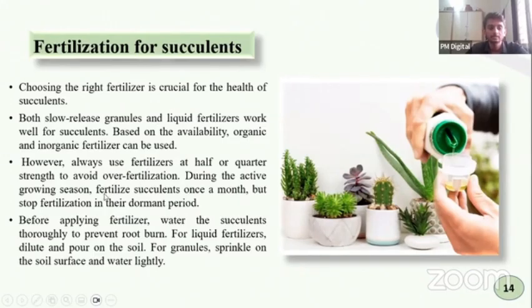During the active growing season, fertilize succulents once a month, but stop fertilization in their dormant period. Before applying fertilizer, water the succulents thoroughly to prevent root burn. For liquid fertilizer, dilute and pour on the soil as usual as in other plants.